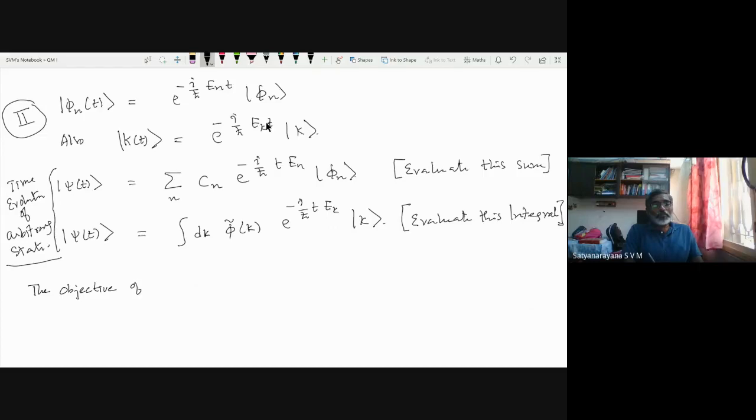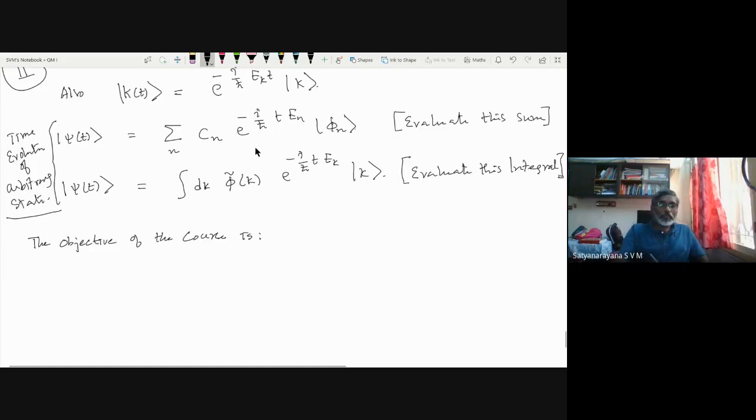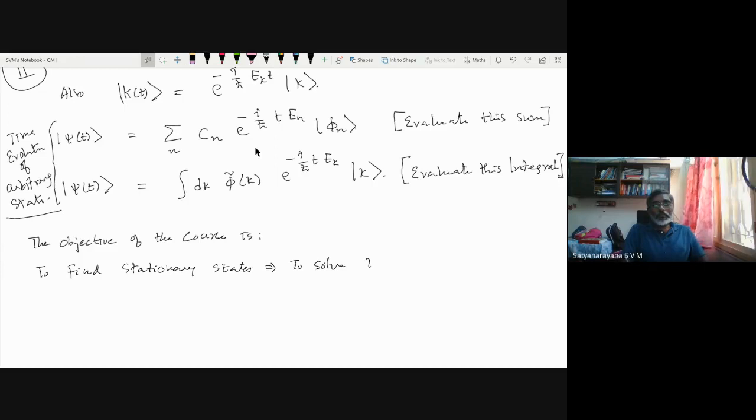So if this is clear, then in the entire course, the objective of the course is the following: to find stationary states. That means to solve this equation for a given H.